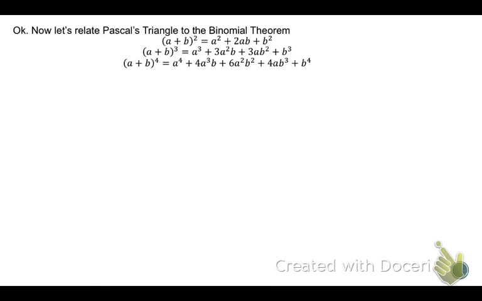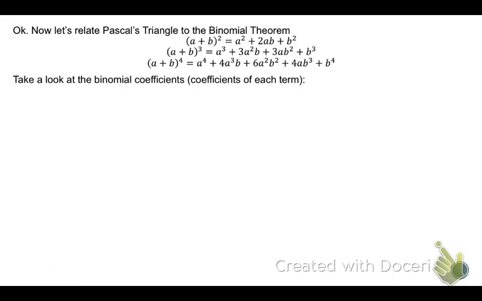So (a + b) to the second power is a squared plus 2ab plus b squared. (a + b) to the third power is a cubed plus 3a squared b plus 3ab squared plus b cubed. (a + b) to the fourth power is a to the fourth plus 4a cubed b plus 6a squared b squared plus 4ab cubed plus b to the fourth. If you don't believe me, you can multiply those out.